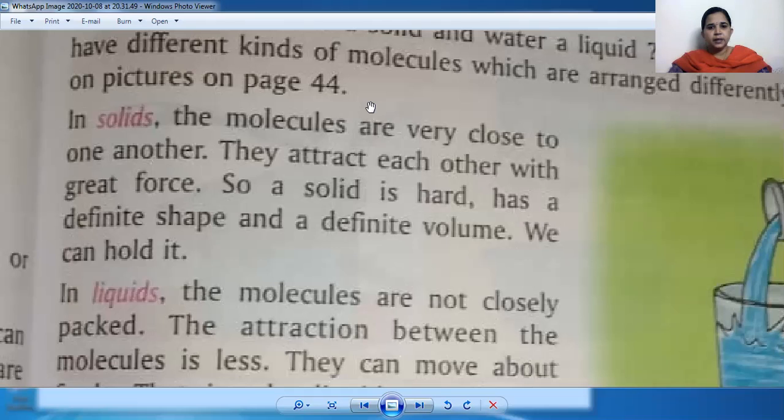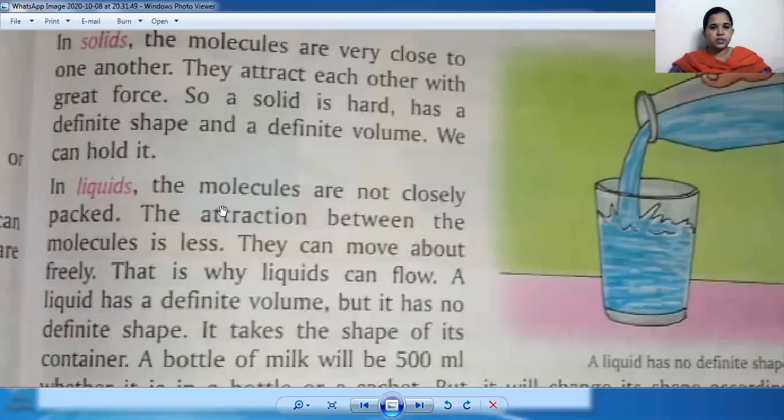And the molecules are very close to one another. They attract each other with great force. So a solid is hard, has a definite shape and definite volume. We can hold it. In liquids, the molecules are not closely packed.